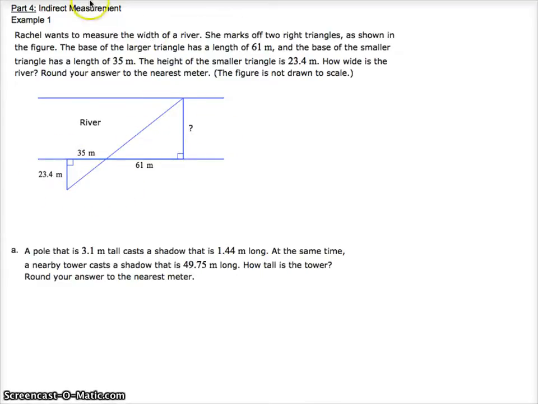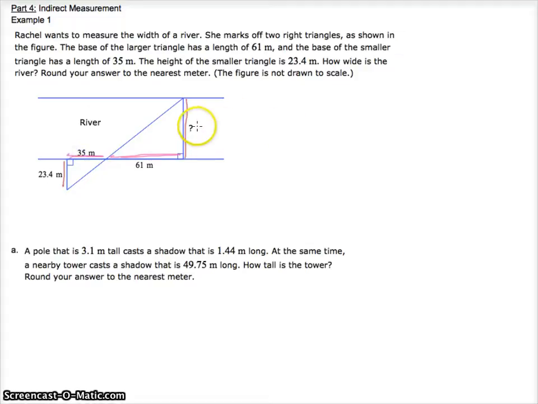It says Rachel wants to measure the width of the river, width here. She marks off two right triangles as shown in the figure below. The base of the larger triangle has a length of 61, and the base of the smaller triangle has a length of 35. The height of the smaller triangle is 23.4. How wide was the river? So these two sides are going to be similar, and these two sides are going to be similar.